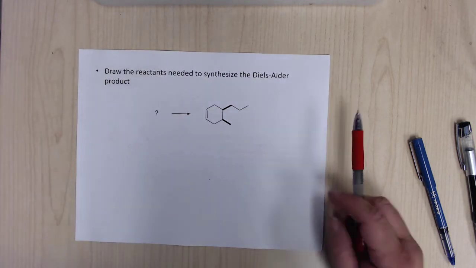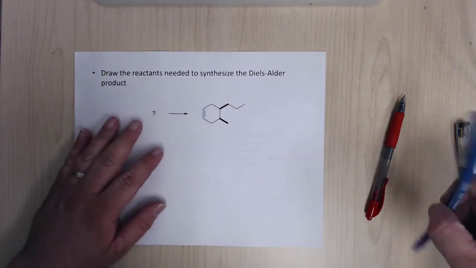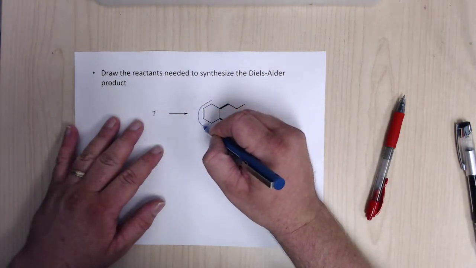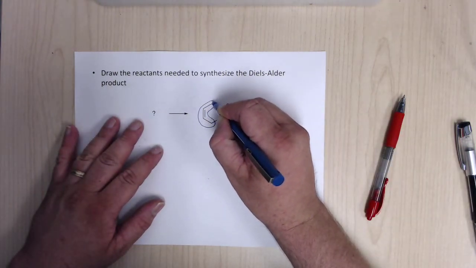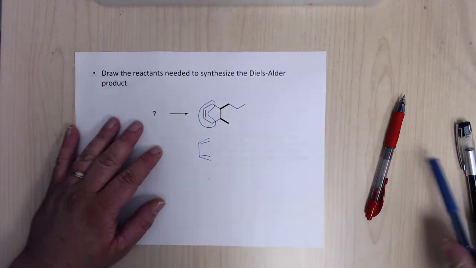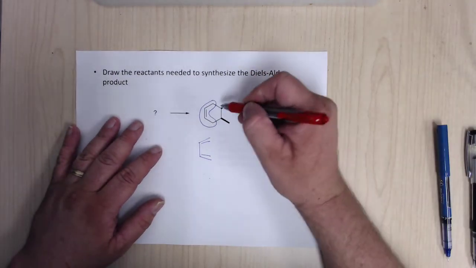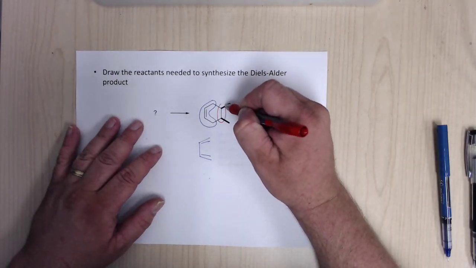Okay, so for this one here, draw the synthesized product. So what you're going to have, here is your diene right there. Okay, so it's going to look like this. Here is your dienophile. Here is your 2.